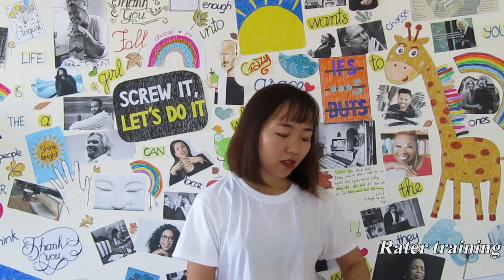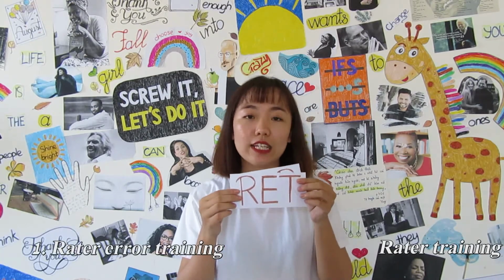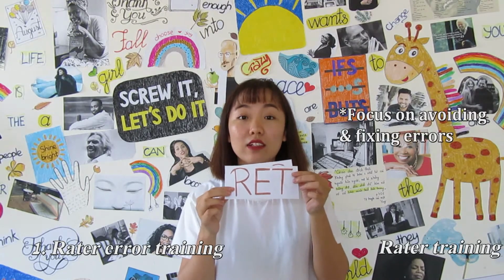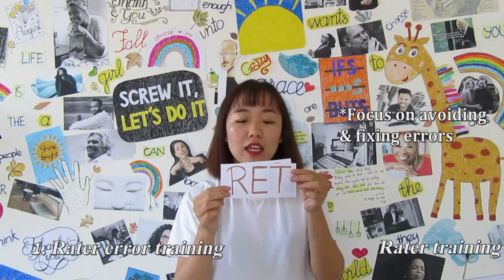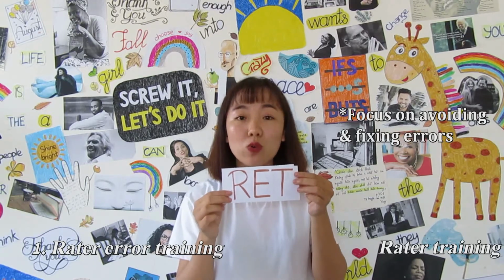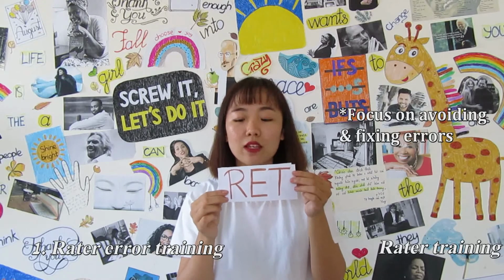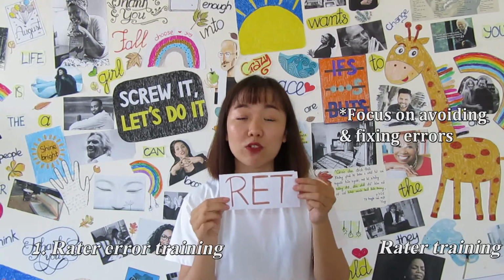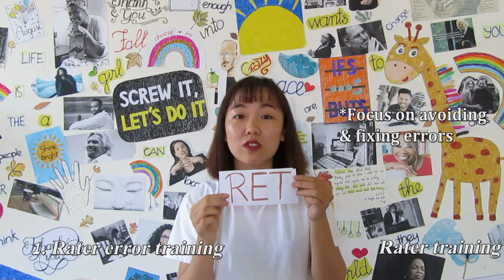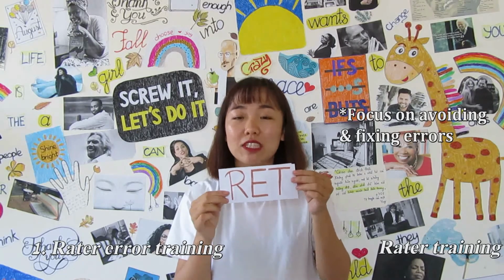To improve the effectiveness of the measurement process, many organizations offer the raters some training. The first training is rater error training. This focuses on the errors happening in the measurement process, and they often show the raters how to avoid those errors. So this could reduce the number of errors, but the accuracy of the measurement is not guaranteed.